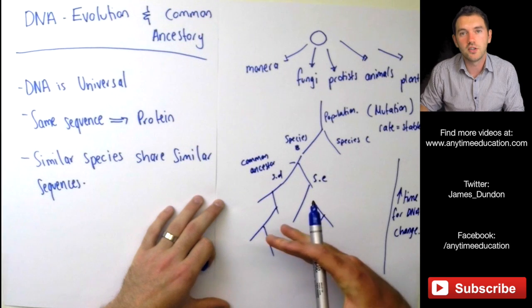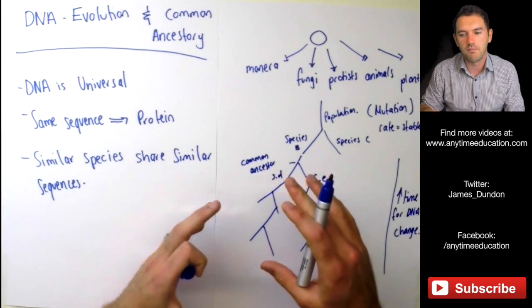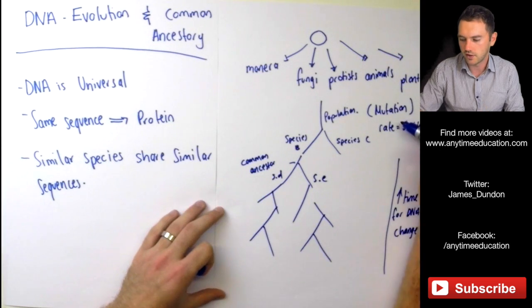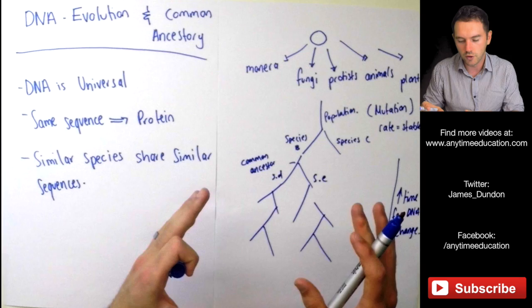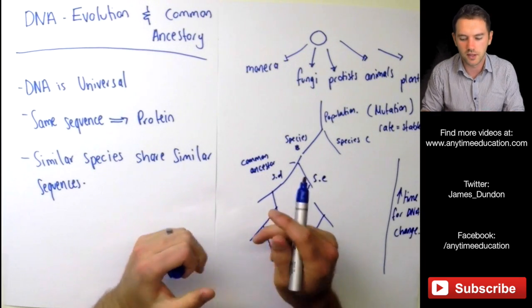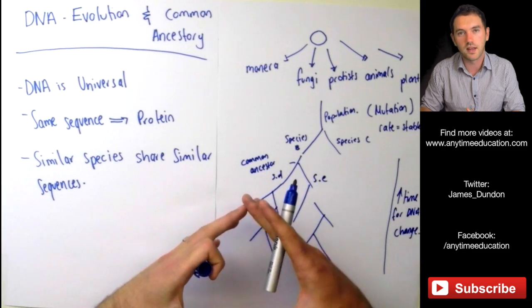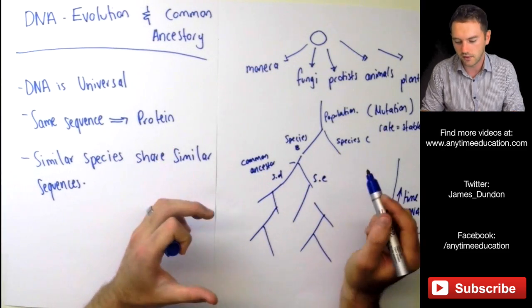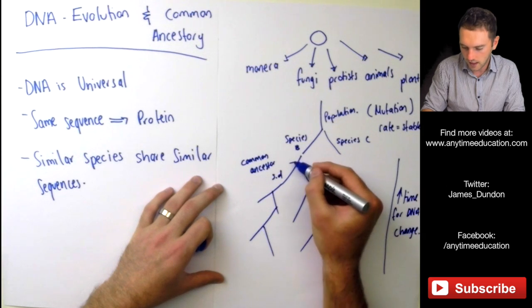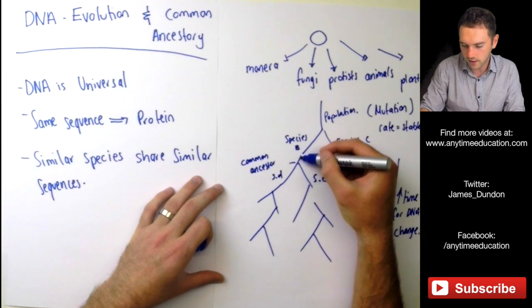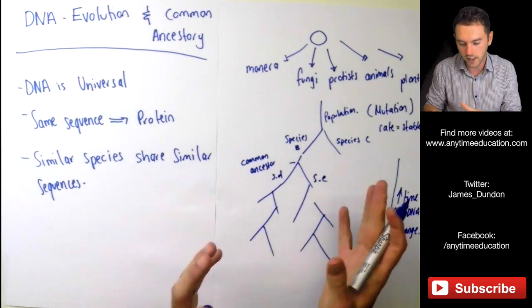So mutation adds change, natural selection and speciation minimize genetic variation. Mutation increases genetic variation, while natural selection and speciation remove genetic variation because it ends up selecting for the organisms that have the biggest advantage in that environment. A common ancestor is the population or species that was around before they diverged.